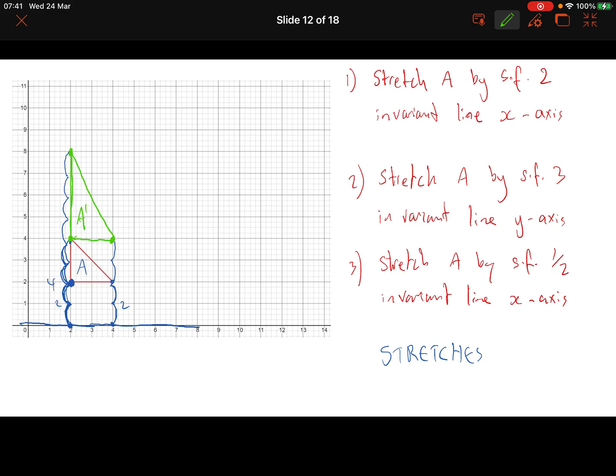So with a translation, you need a vector. With a rotation, you need a point, a direction, and an angle. With a reflection, you need a mirror line. With an enlargement, you need a scale factor and a center. With a stretch, you need a scale factor and an invariant line. Okay? Let's apply the same logic to the second question.